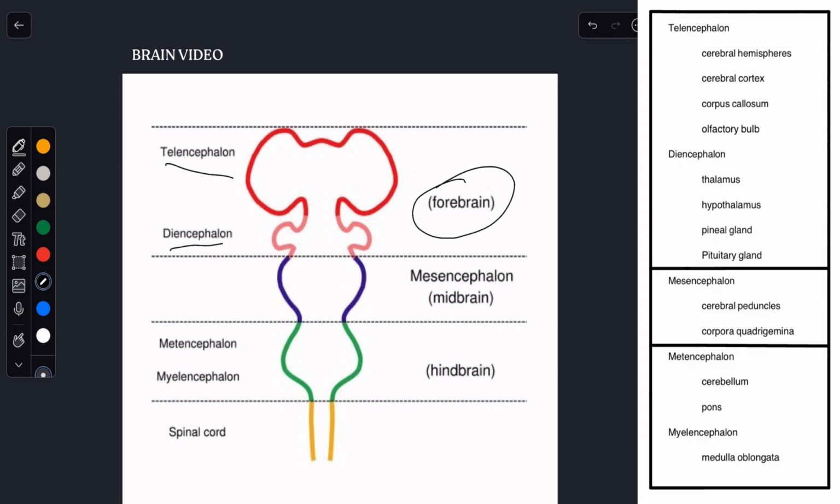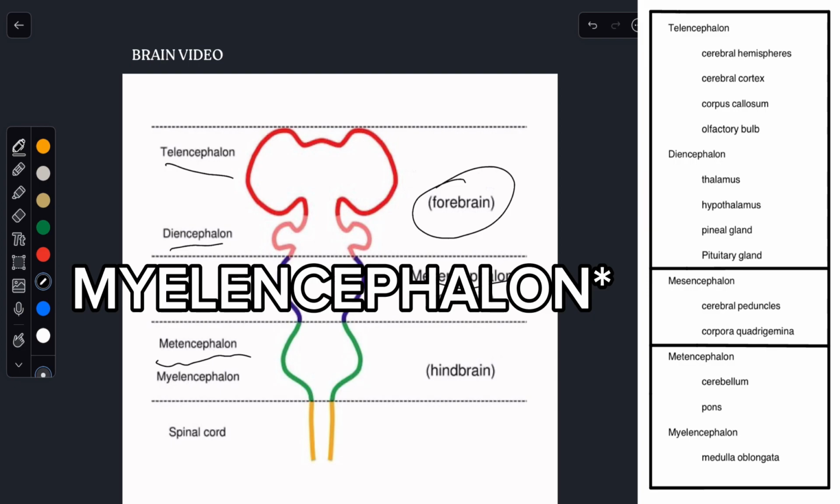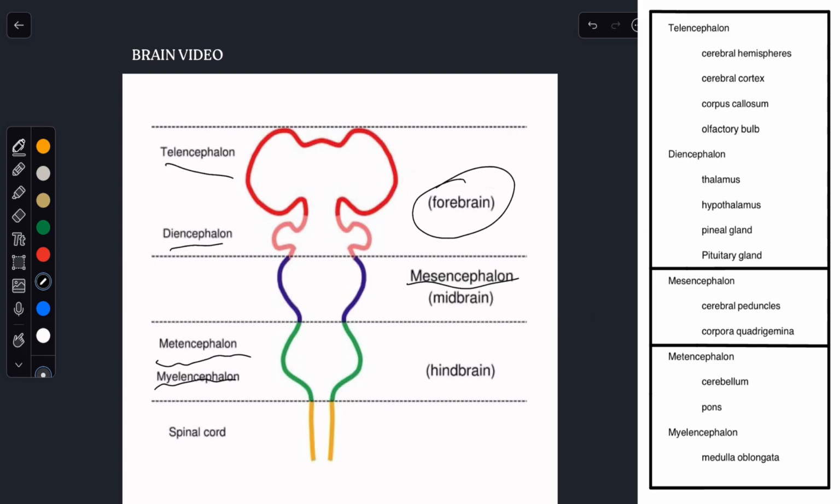We then go to the midbrain, which only consists of the mesencephalon, and then the hindbrain contains the mesencephalon. Oh, sorry, not mesencephalon. The metencephalon and the myelencephalon. And then finally, it's not in the lab list, but this structure right here is the spinal cord.